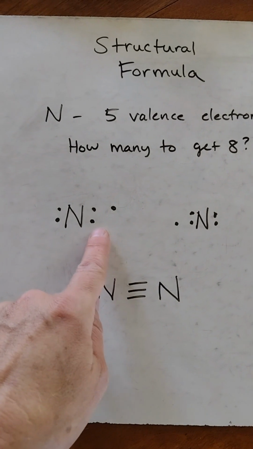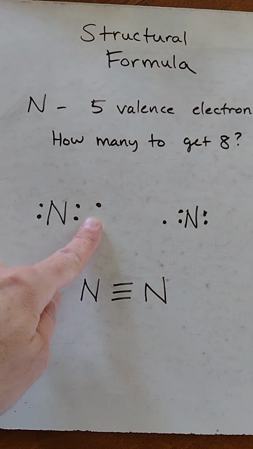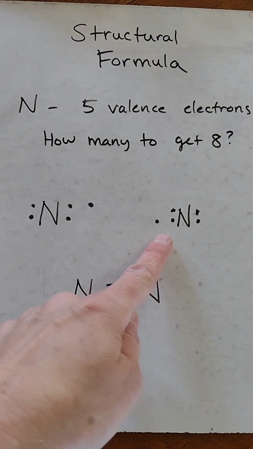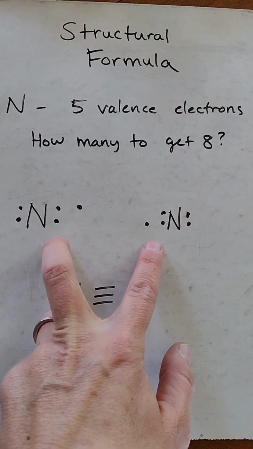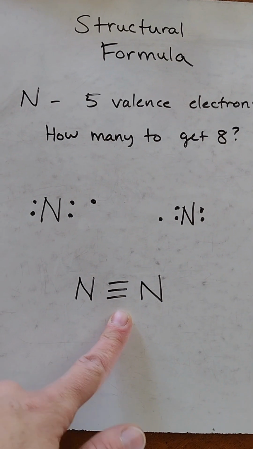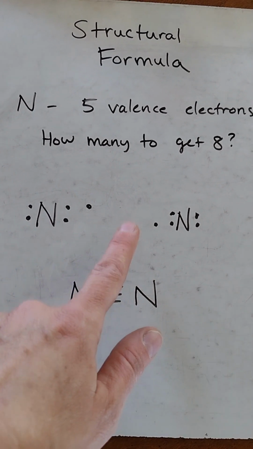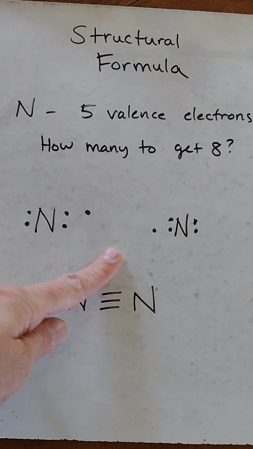So you can see this is 5 electrons. There's 3 electrons here, there's 3 electrons here, and they're going to share. And so there's actually going to be a triple bond because they each need 3 more electrons to get their 8 and become stable.